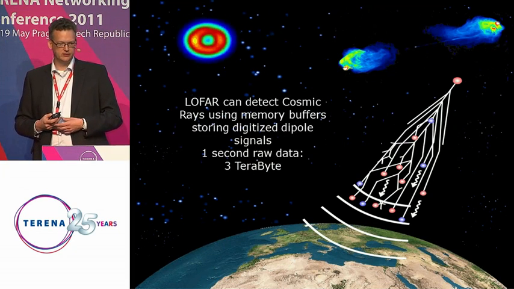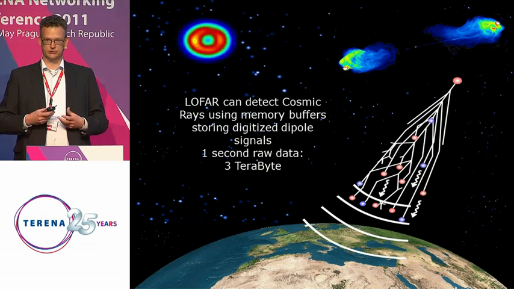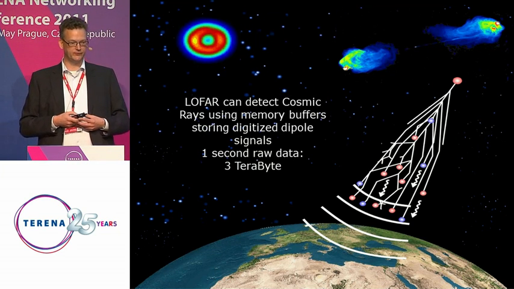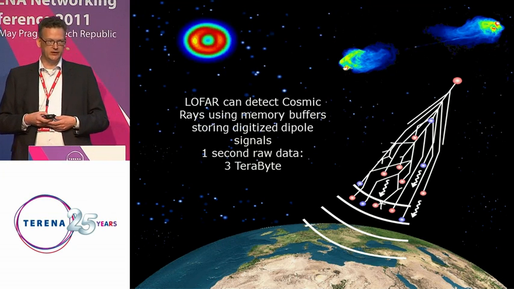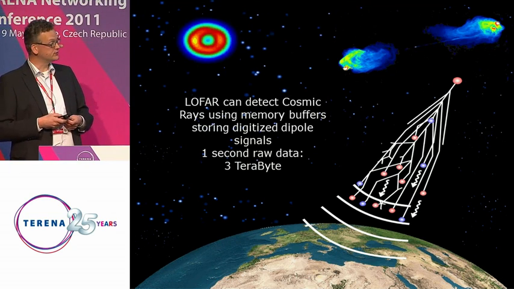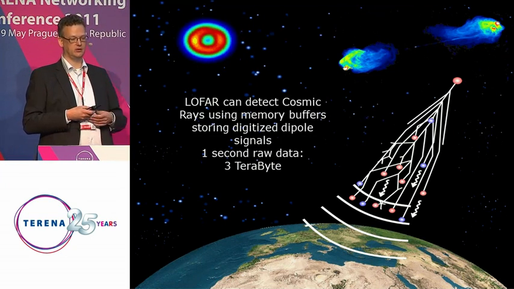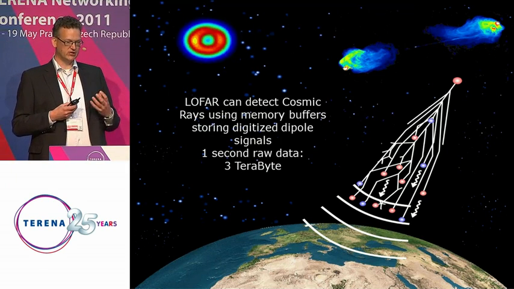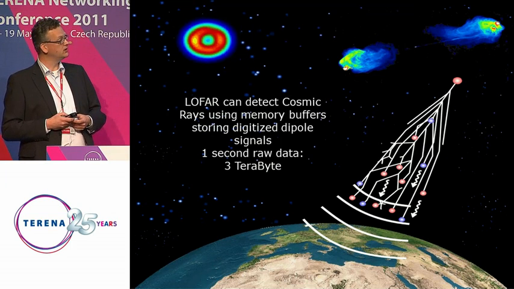And finally, a kind of science is cosmic rays. LOFAR can detect cosmic rays, high energy particles hitting the atmosphere of the Earth and producing, amongst other things, radio waves. And those are very short events, of course, and for that, LOFAR is equipped with on-station memory, in total of the order of a number of terabytes, which can buffer raw antenna digitized data at station level.